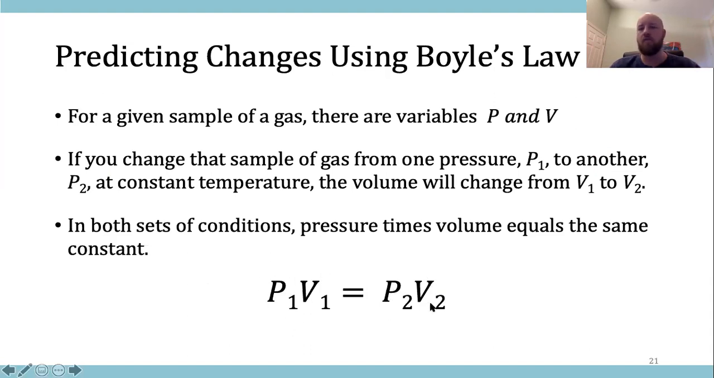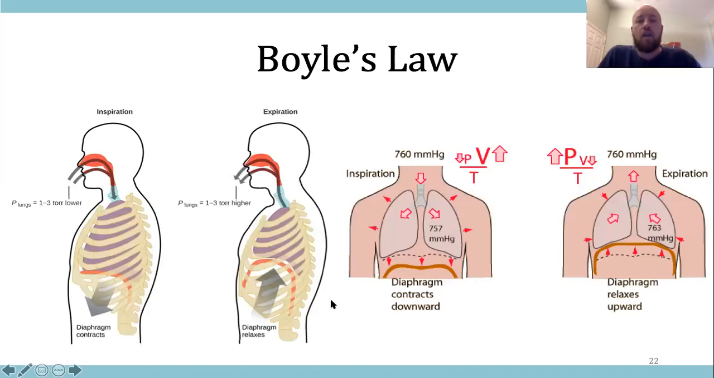The volumes have to be the same units on both sides. They don't have to be liters, but they have to be the same. They don't both have to be ATM, but they do have to be the same. They can both be in torr, they can both be in kilopascal, they just need to be the same on both sides. And so in talking about respiration, this is essentially the laws with our respiration.